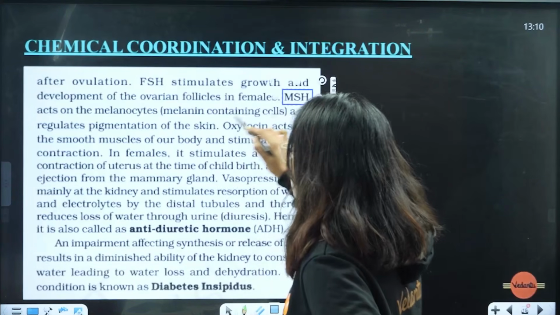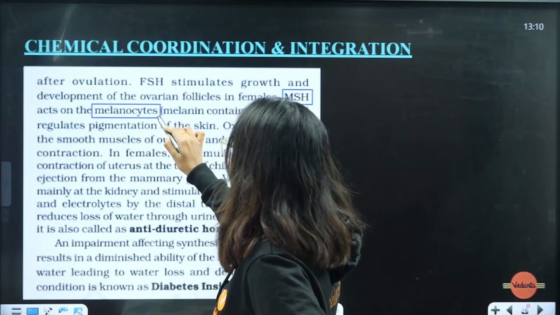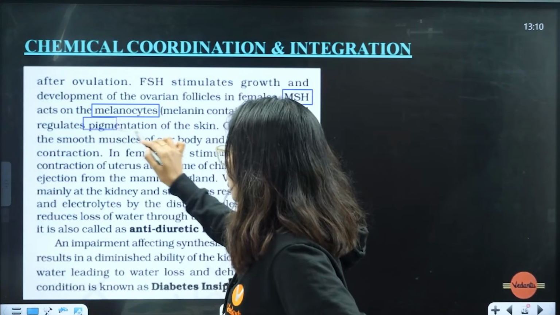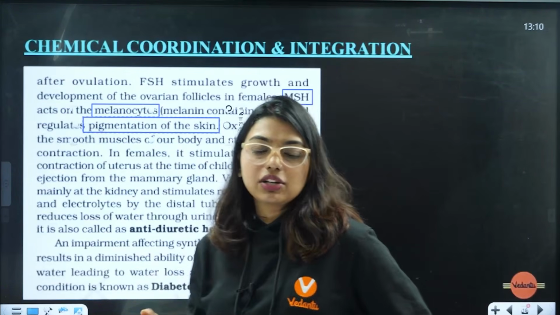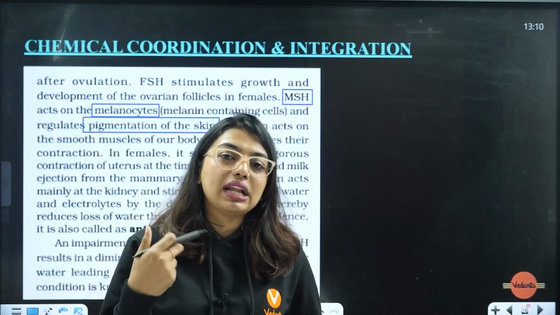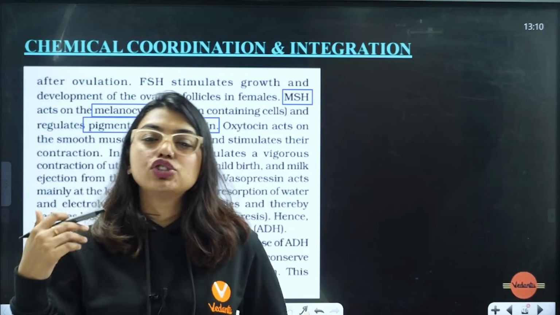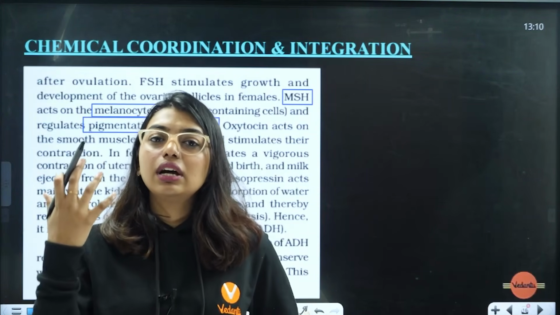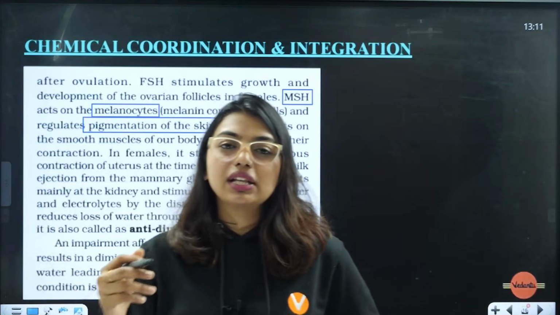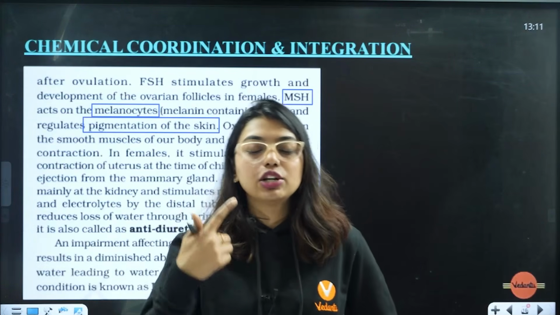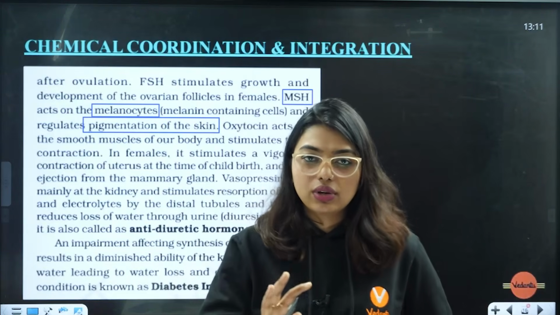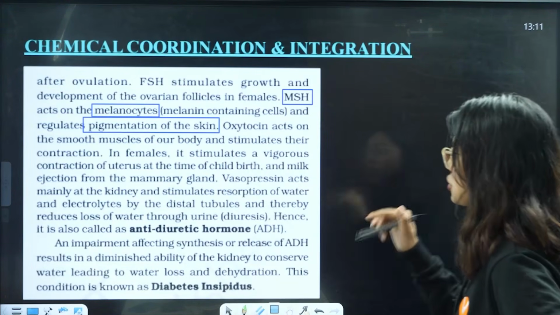MSH, students, that is your melanocytes. I'll write all of this, don't worry. Melanin-containing cells regulate pigmentation of the skin. We South Indians have more pigmentation. We don't have a fair skin tone, we have a brown skin tone, because our melanin is higher. But if we go to the north side, people are more fair, because there melanin secretion is less. If melanin is higher, the skin tone is darker. If melanin is lower, the skin tone is fairer. That is melanin, meaning pigmentation.